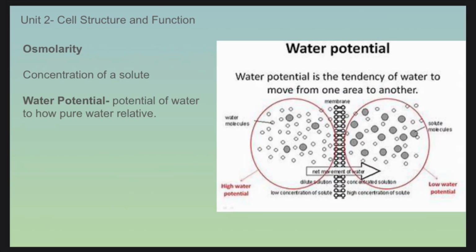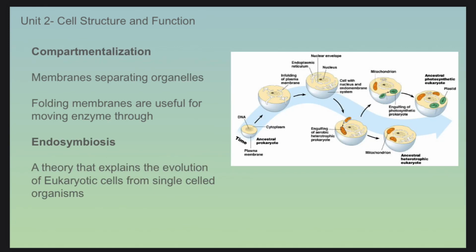Okay, finally, something easy. So, osmolarity is the concentration of solute, and water potential is the potential of water based on how pure the water is. So, that thing on screen. It's basically when membranes separate organelles. So basically, what keeps the organelles separate from each other? It's the walls, and that's what enzymes do.